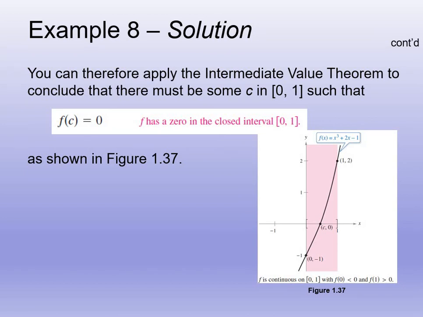And where does it exist? At c comma 0. Remember, the intermediate value theorem just states that it exists. It doesn't tell us what that 0 is. But that's the whole point. We are proving that something does exist there, not necessarily what it is.